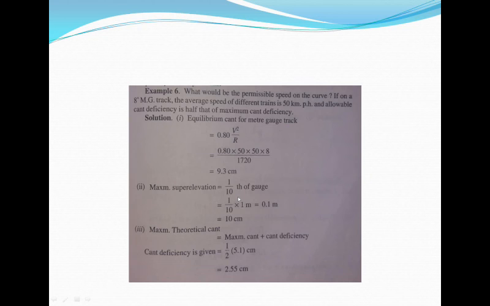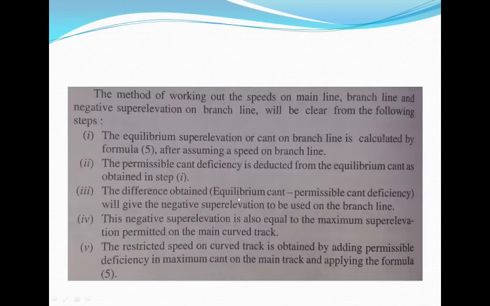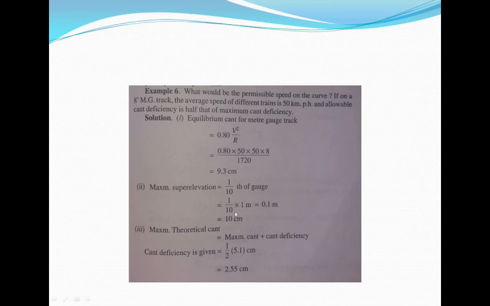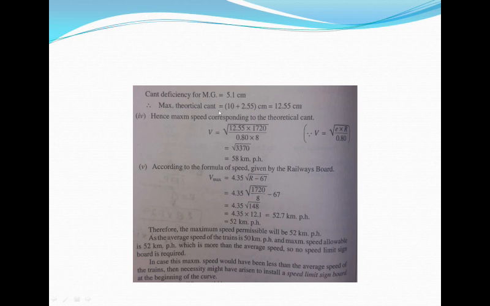How did we get this 1/10 of the gauge? From these limitations, right? From these limitations I have got the maximum super elevation, or maximum cant, for meter gauge as 1/10 of the gauge. The same thing is substituted here. Therefore the maximum theoretical cant is equal to 10 plus 2.55 centimeters. 2.55 is the cant deficiency and 10 is the maximum super elevation. Hence I have got the value of maximum theoretical cant as 12.55 centimeters.